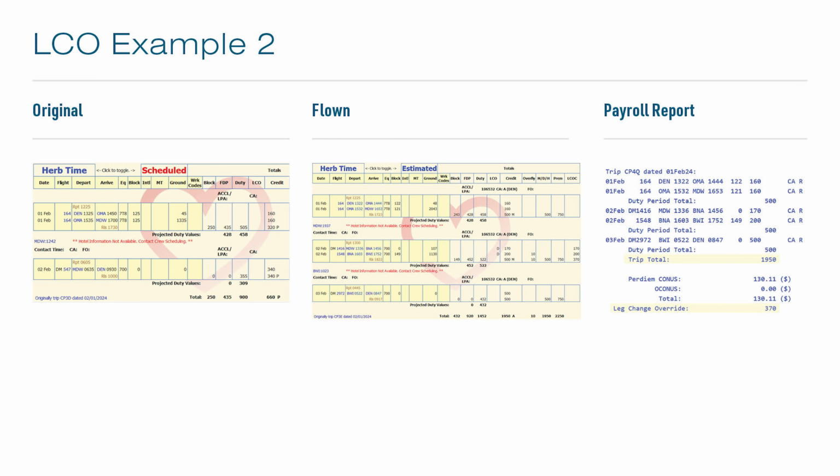One more look at the payroll report to, again, repeat that the pay for the pairing is in that trip total of 19.5, and then your leg change override of 3.7 is calculated independent of that pairing pay calculation. So you have to add those together. So 3.7 to 19.5 comes out to 23.2, which is your total pay for that reserve assignment.